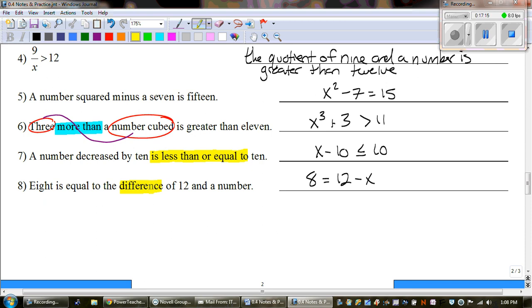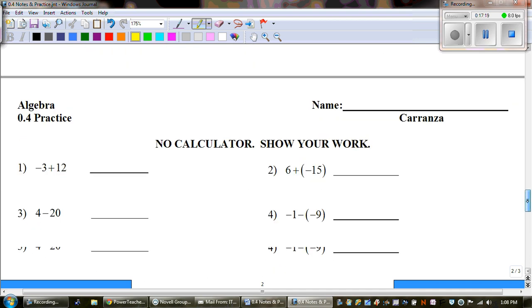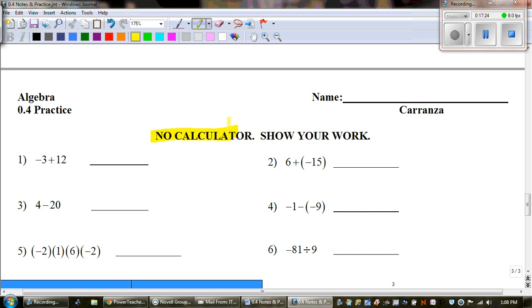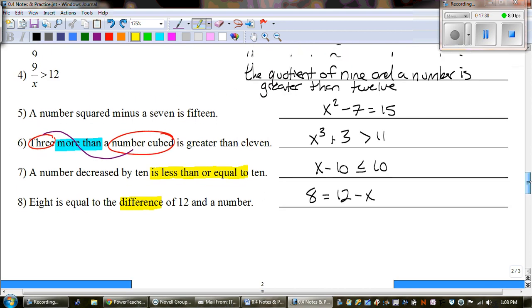Okay? Well, guys, that's it for all of your notes. Your homework is 0.4 practice. Okay, remember, it says no calculator. Your quiz is, or your test is coming up soon. Okay? So I hope you're ready.